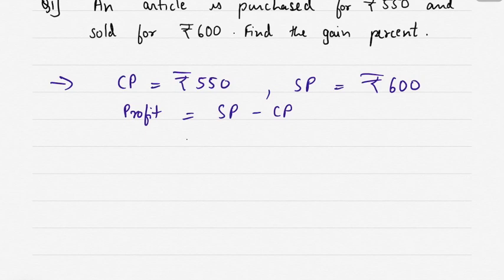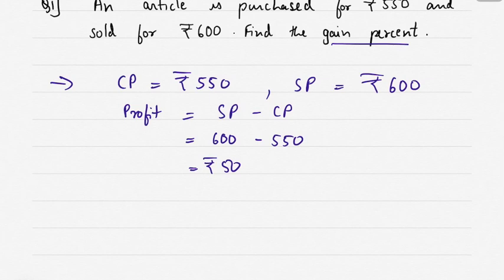You have to write all the formulas. Always write the formulas. There is 1 mark allotted for formulas. So 600 minus 550, which is 50. So profit is equal to 50 rupees. But what is asked? Gain percent is asked. So percentage of profit is asked.